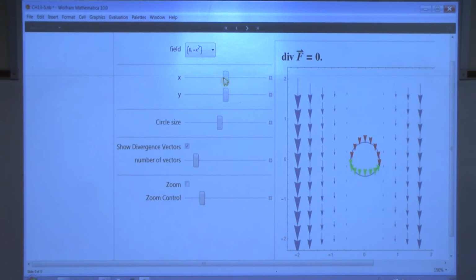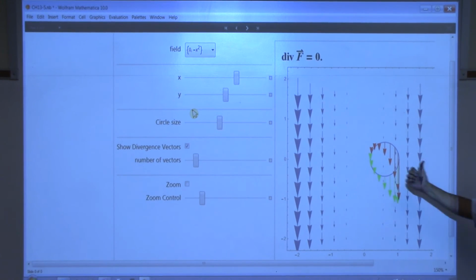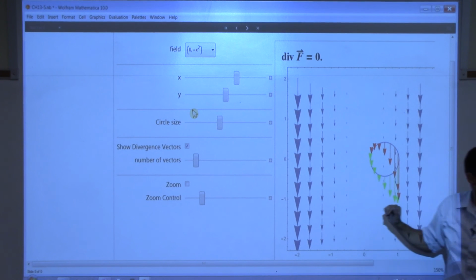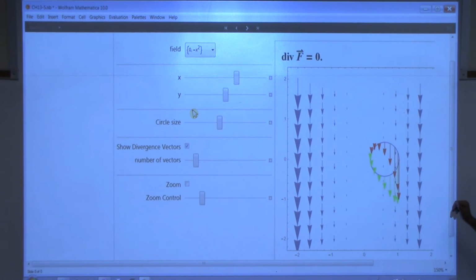I don't know, let's see. You have your own guess. So what happened? They got longer. It's because the vectors over here are getting longer, right? But they're still canceling each other out, aren't they? Because the ones that are coming in are as big as the ones going out. So we're still getting the same divergence here.